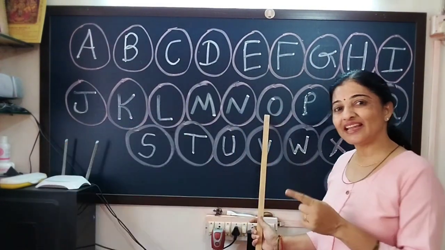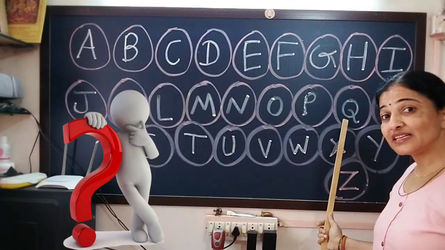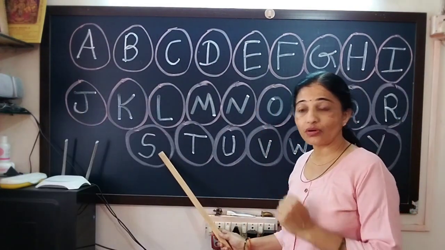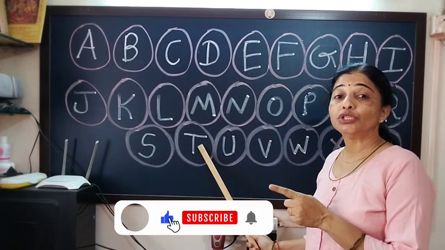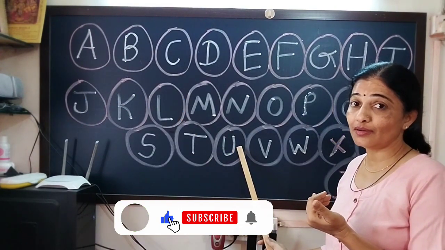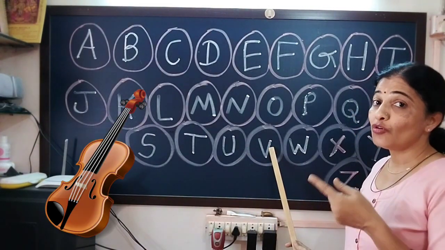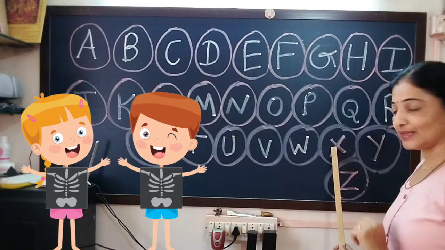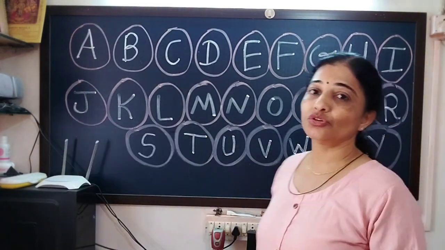O for orange, P for pigeon, Q for question, R for rose, say R for rose, S for shoes, T for top, say T for top, U for umbrella, U for umbrella, V for violin, say V for violin, W for watch, X for X-ray, Y for yak and Z for zebra.